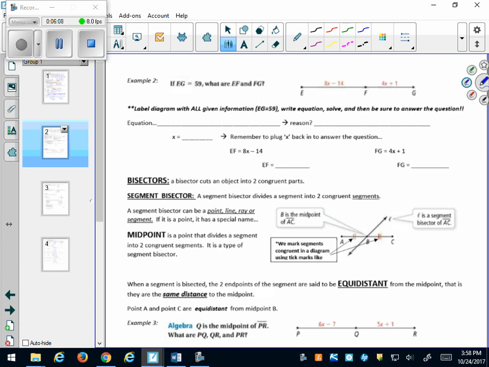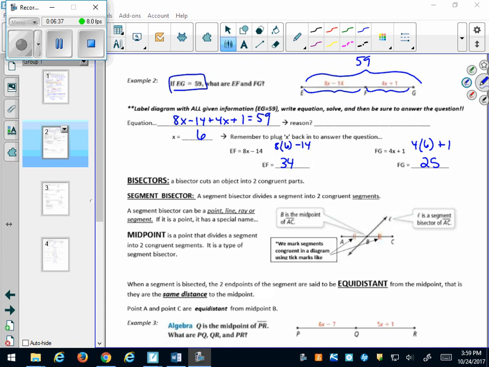Okay, here's another example. If EG is 59, what are EF and FG? This says it's 8x minus 14. This is 4x plus 1. They're telling us EG is 59. Again, label your diagram. That's 59. Okay, so write this equation, solve it, and then turn the video back on to check your answers.